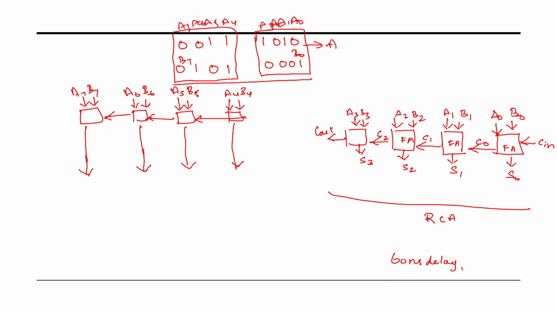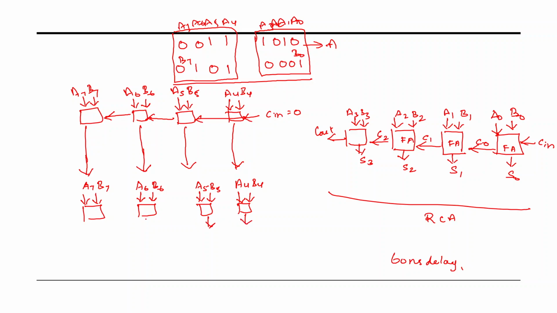But what's the difference over here? I will assume the carry in as 0, and then once again the same structure with the same inputs: A4, B4, and then A5, B5, and then A6, B6, A7, B7. So this also computes some sum. This also computes some carry, which propagates as a normal ripple carry.